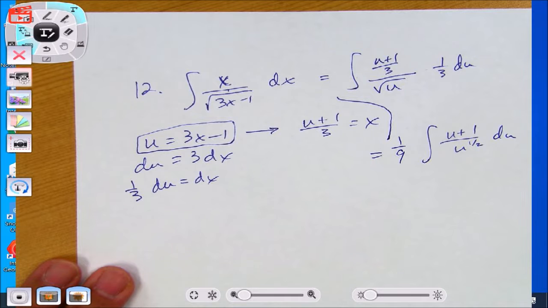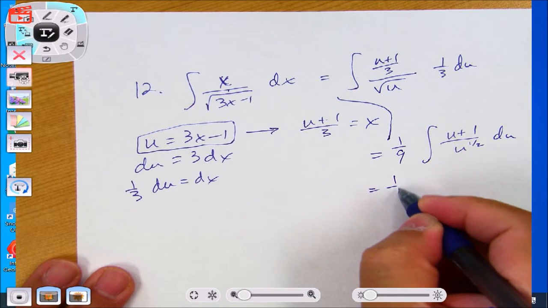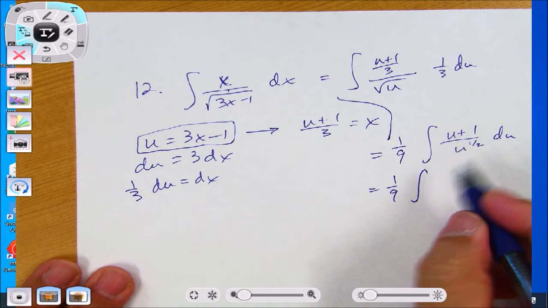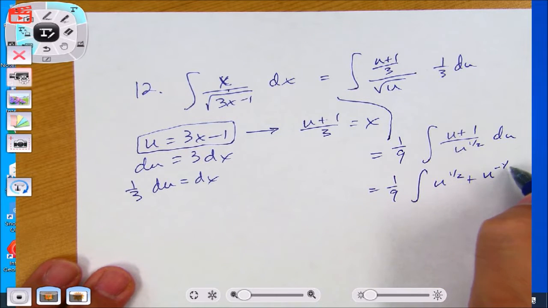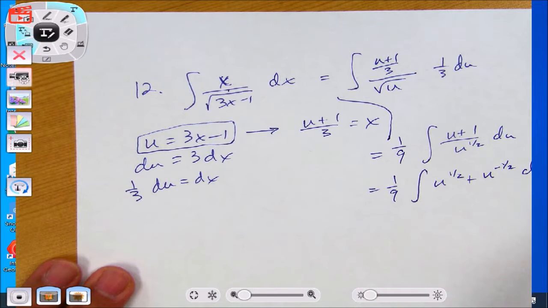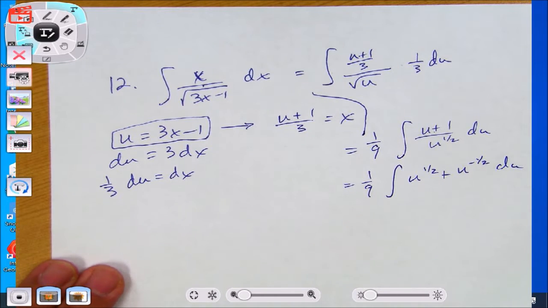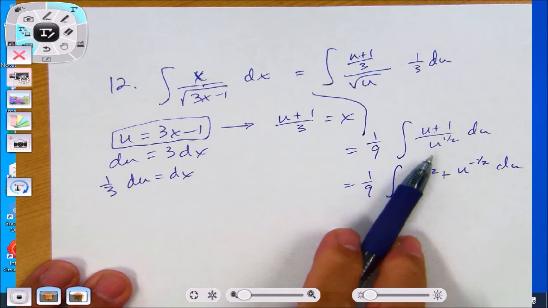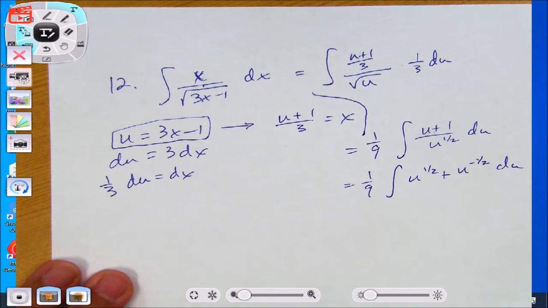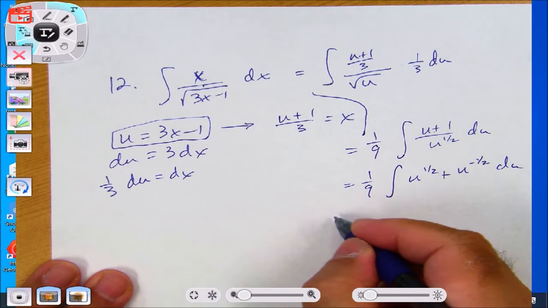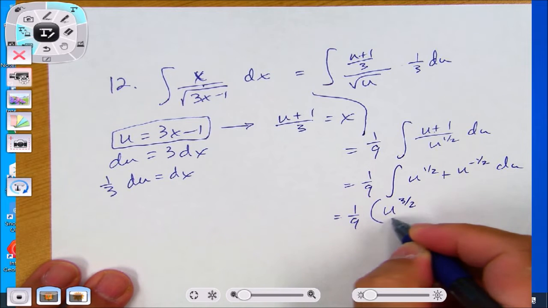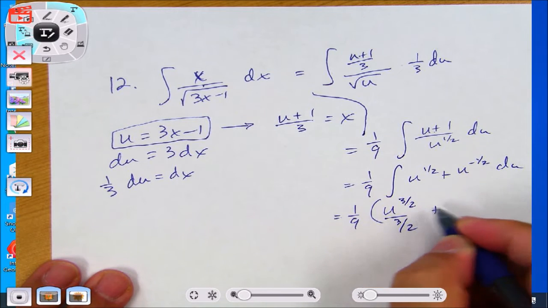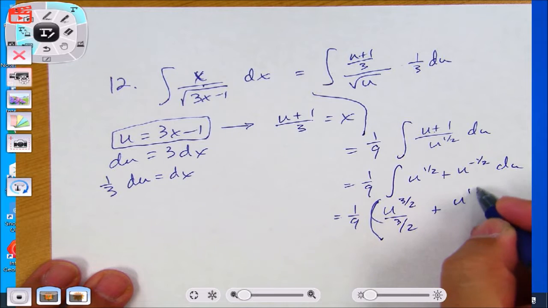Alright, now I'm going to clean up the algebra, right? U over u to the half is u to the half, and 1 over u to the half is u to the negative half. I divided each one by u to the half. Now to integrate, that's u to the 3/2 over 3/2 plus u to the half over half.